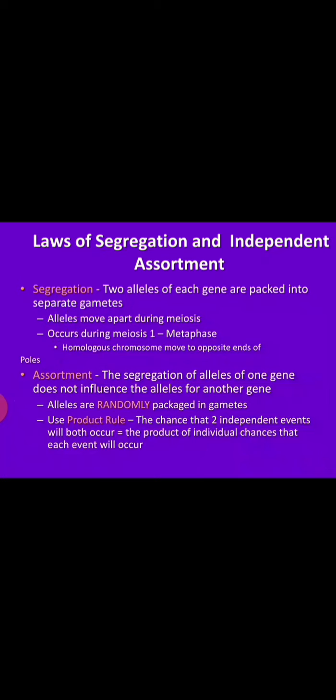Based on this experiment, he framed the law of segregation and the law of independent assortment. Two alleles of each gene are packed into separate gametes. The alleles move apart during meiosis, which occurs during meiosis 1 or metaphase. The homologous chromosomes move towards opposite poles. The law of independent assortment: the segregation of alleles of one gene does not influence the alleles of another. The alleles are randomly packed in the gametes.